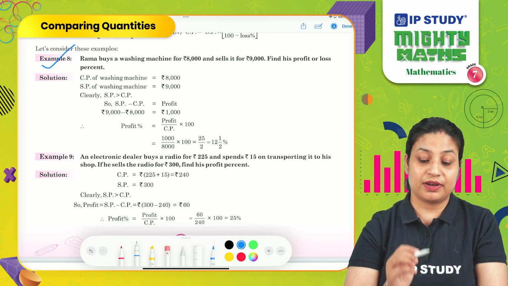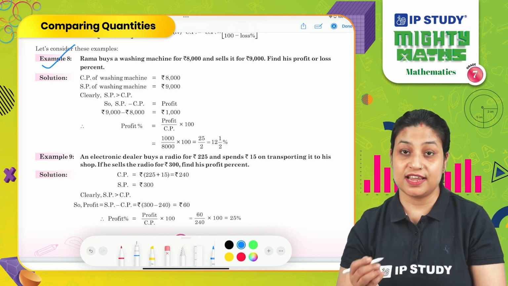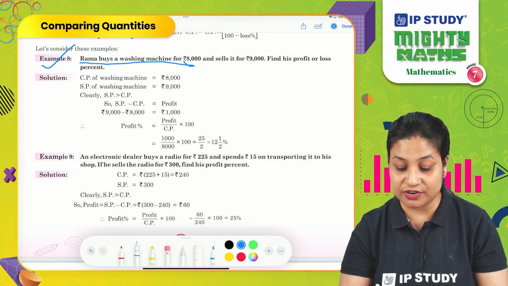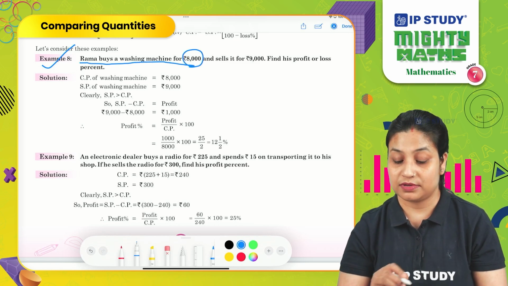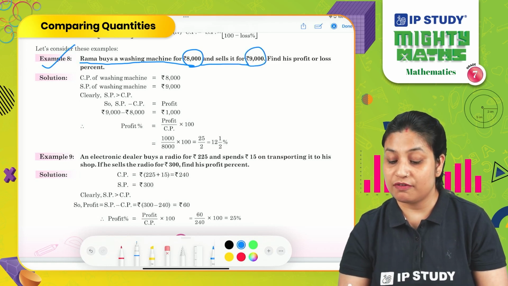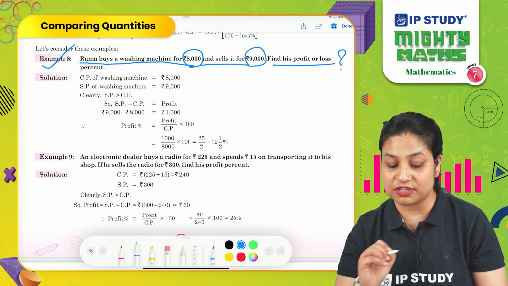Let's take example number 8 over here. What it is saying, let's read it together. Rama buys a washing machine at rupees 8,000 and sells it for rupees 9,000. Find his profit or loss percent.